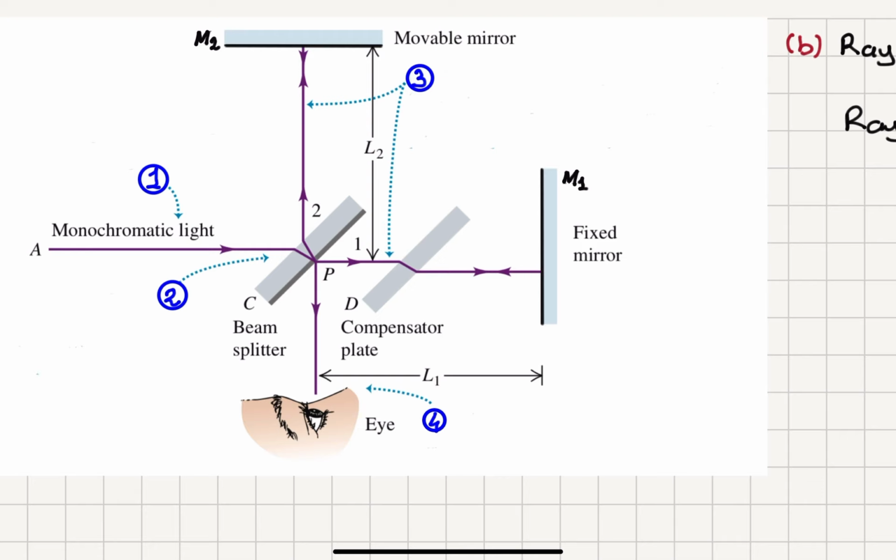And for the one that is reflected from M1, it goes through once, the compensator plate once, and the second time from the compensator plate, the same thickness as the beam splitter. So the path difference that occurs in the beam splitter is compensated for. So the only path difference occurs between the traverses from mirror M1 and M2. So it's going to occur during the travel in distances L2 and L1.